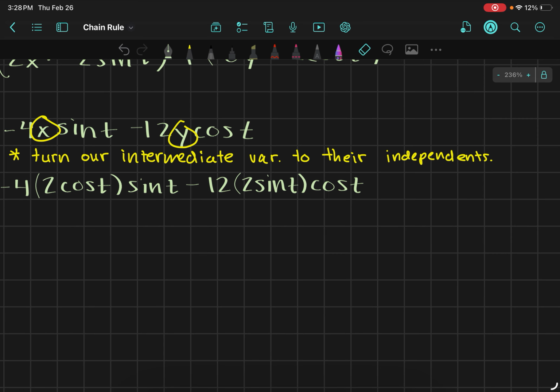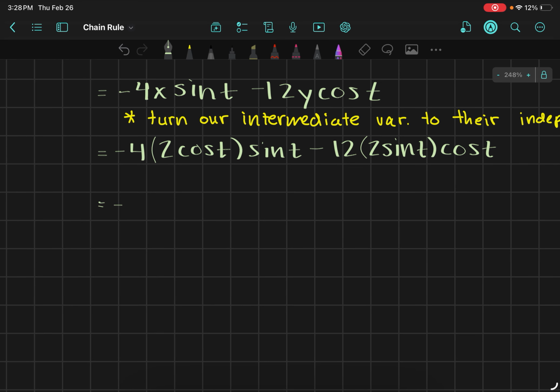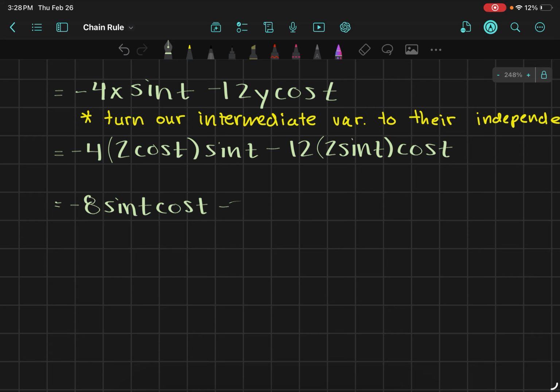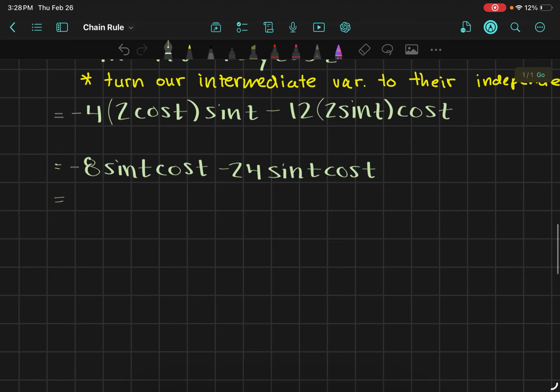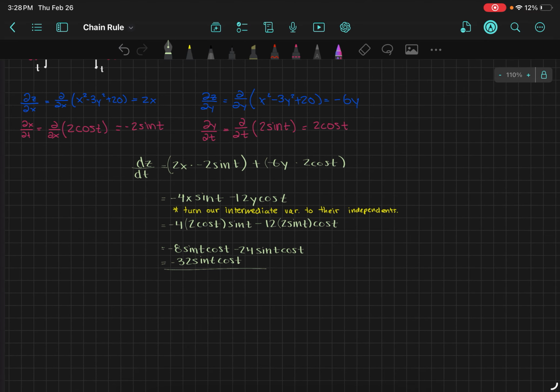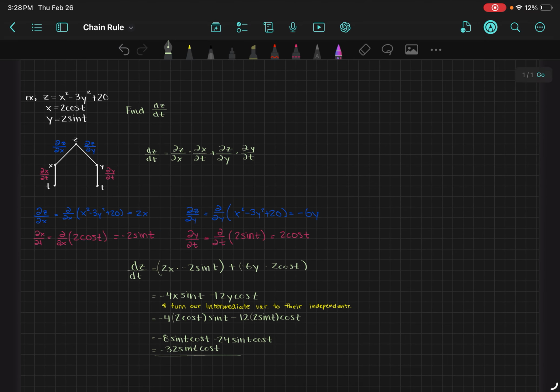Let's go ahead and get rid of these right here. Looks good. So now it looks like we have negative 8 sine of t, cosine of t. I just like to put my sines in front of my cosines. Minus 24 sine of t, cosine of t. And as you can see, we can simply add these together, which is just going to equal negative 32 sine of t, cosine of t. That is going to be our final answer. That is how you use the chain rule in that kind of application.